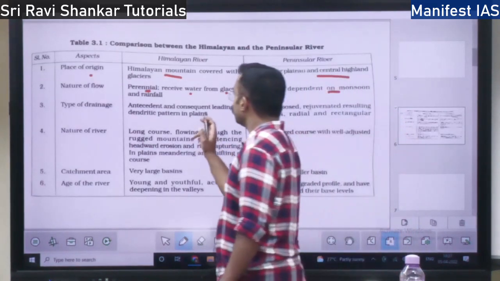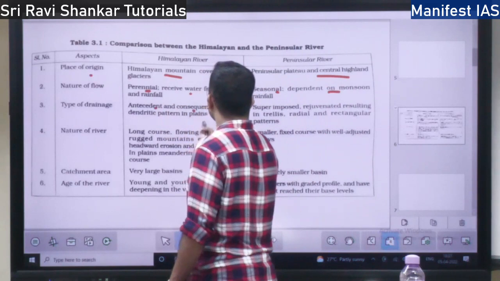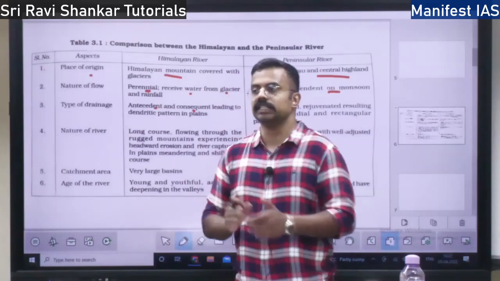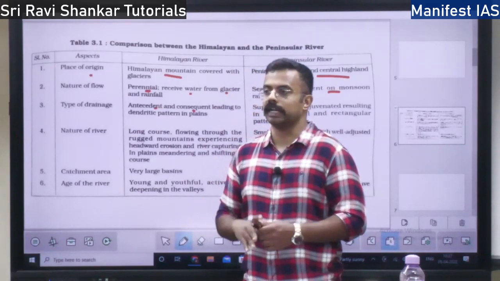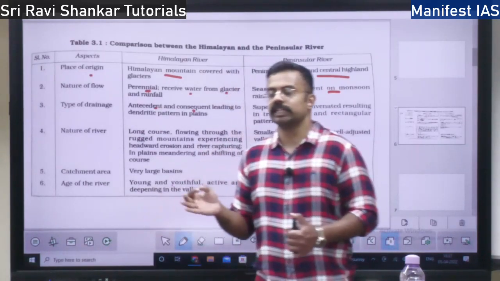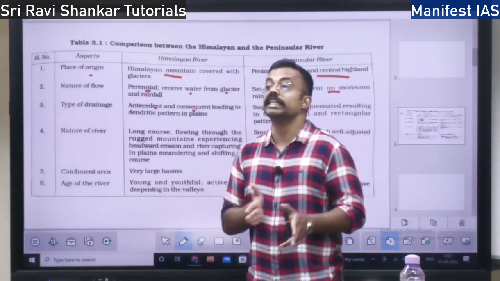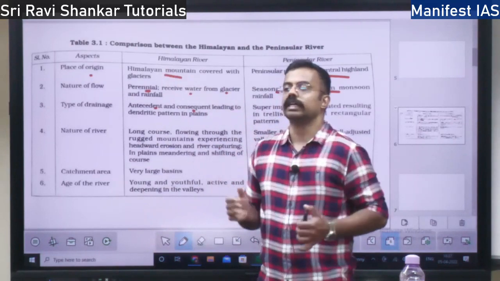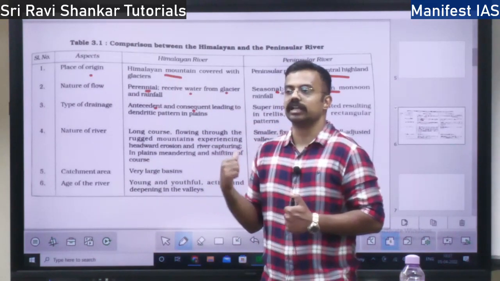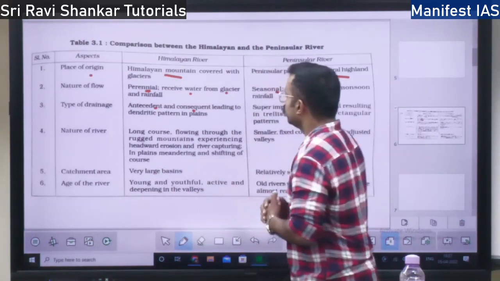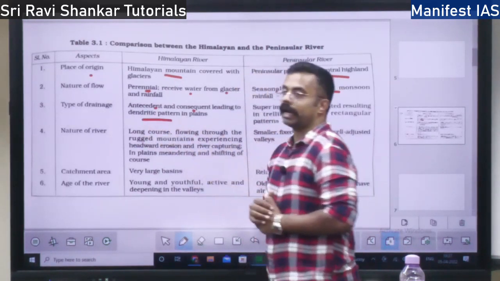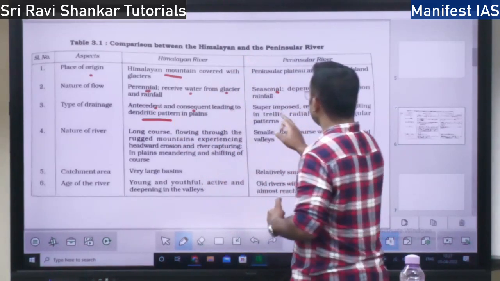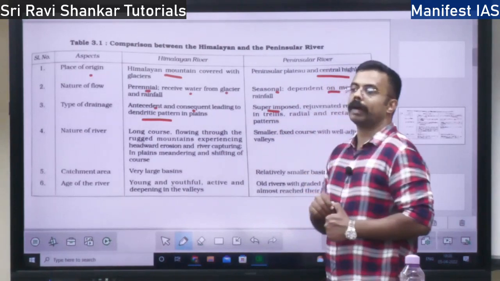Next, they have antecedent and consequent rivers. Antecedent is that river which doesn't change its channel, its flow pattern, whereas consequent is that river which changes its pattern with the upliftment of the mountain. If the river changes its pattern, it is called a consequent river, right? So here you find dendritic pattern. Dendritic is a tree-like pattern in the Himalayan rivers, whereas here you have superimposed pattern.